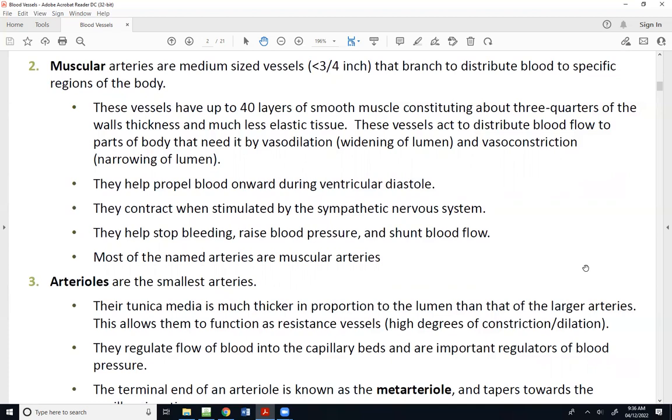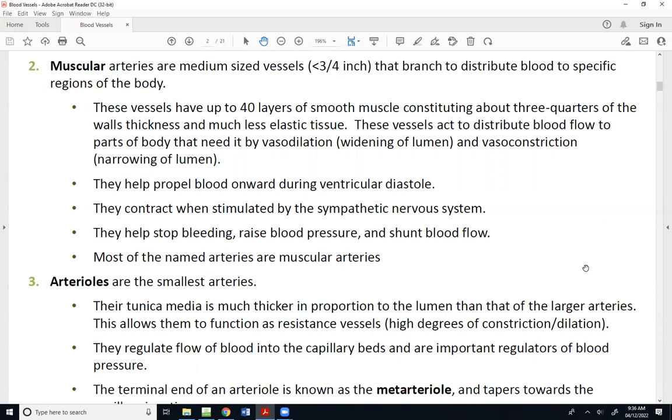Their job is to help propel blood onward during ventricular diastole, which is when the ventricles are relaxed. They contract when stimulated by the sympathetic nervous system. They also help with stopping blood loss when we're bleeding. That can help raise your blood pressure and shunt blood flow from specific organs.